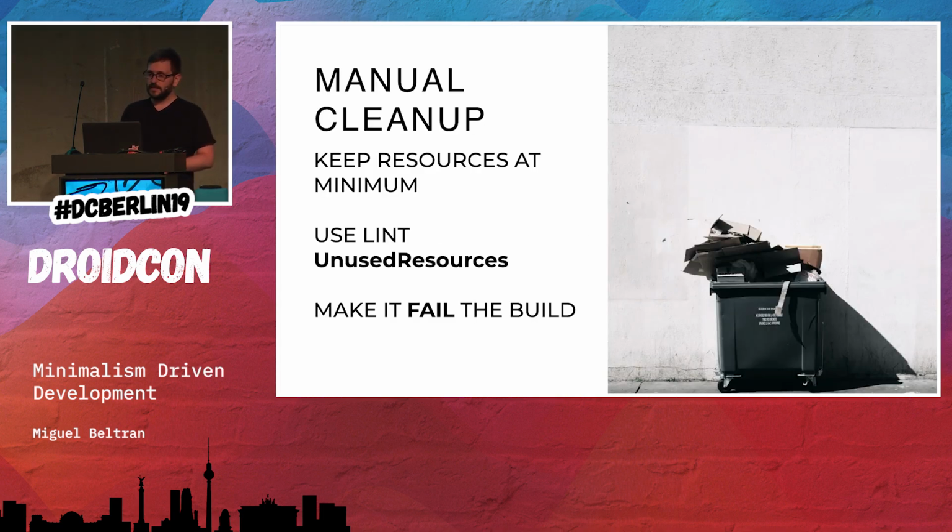We talked about libraries and also ProGuard, but we didn't talk about going through the code and doing a manual cleanup. Keeping the resource folder at a minimum is essential. We need to get rid of those layouts, drawables, and XMLs that are no longer used. And my recommendation for you is to have a lint check that will break the build if you left any unused resources in your project.